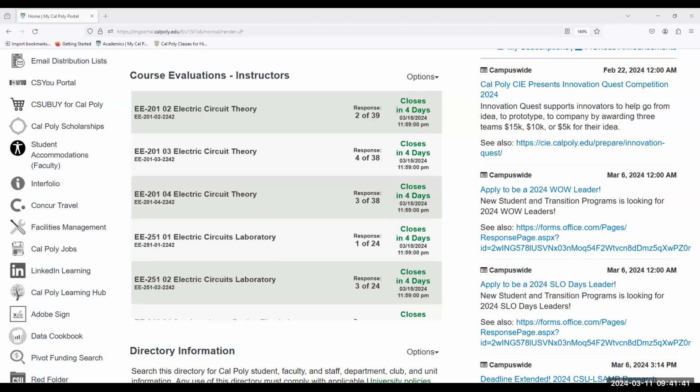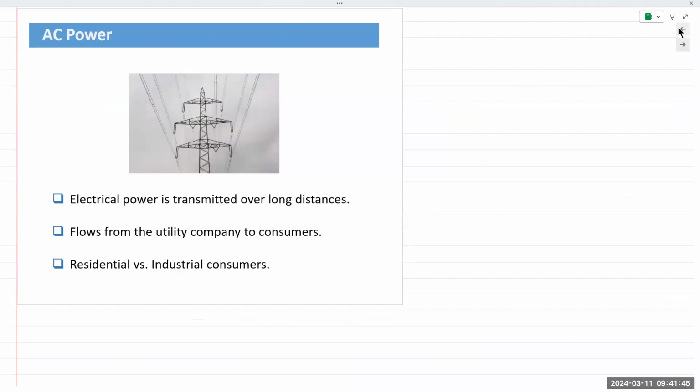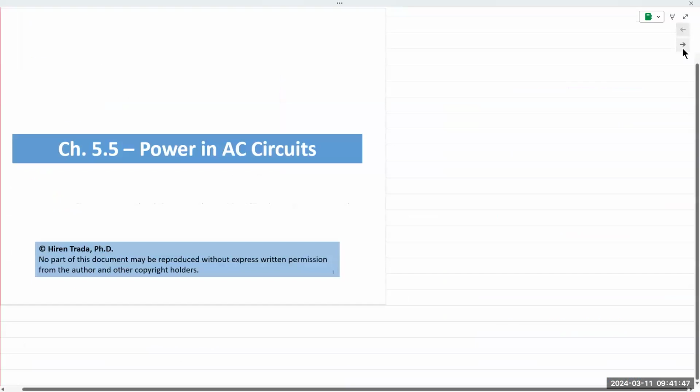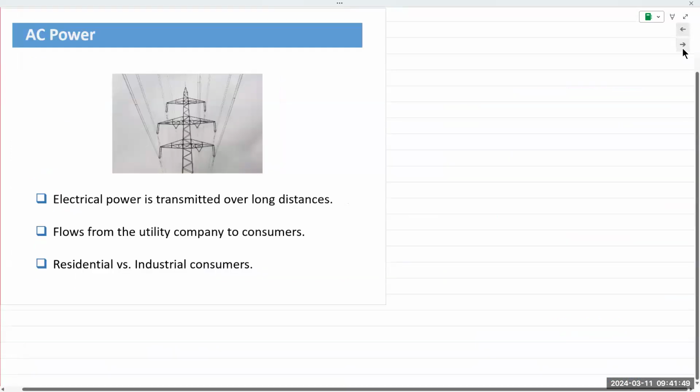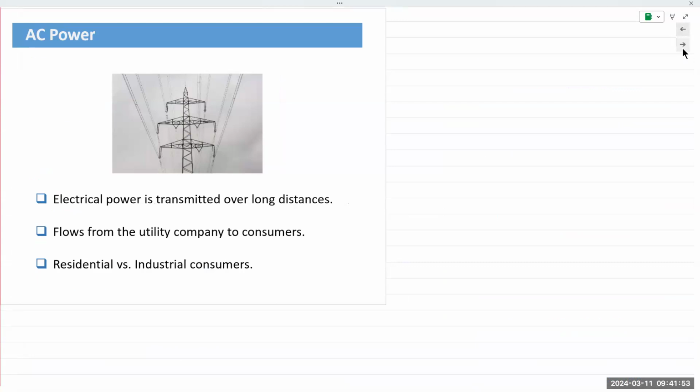The topic for today is AC power, or power in AC circuits. It's a short topic, about 7 or 8 slides, and there are a couple of example problems that we'll do on Wednesday.